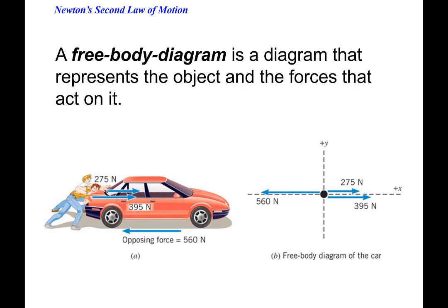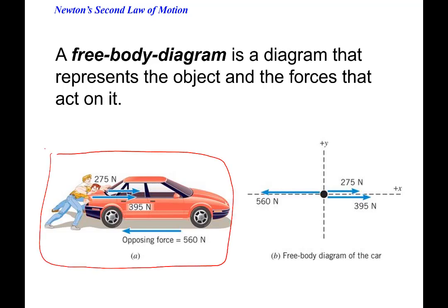It's a diagram. This shows the scenario that two people are trying to push a car, and their combined effect: each one of them is applying 275 newtons, and another one is applying 395 newtons of force to move the car. But there is an opposing force of 560 newtons, just as I said. So in order to draw a free body diagram, the first thing we do is we do not draw a car anymore. We draw a dot for a car.